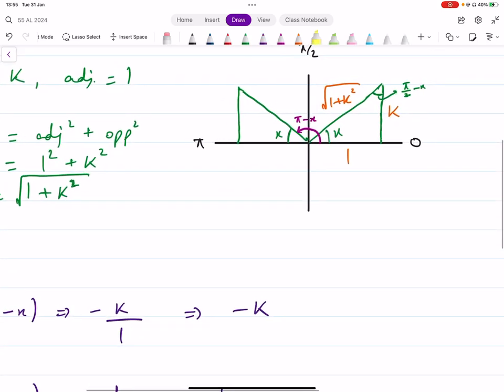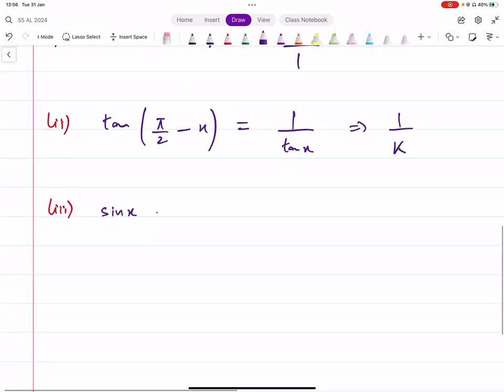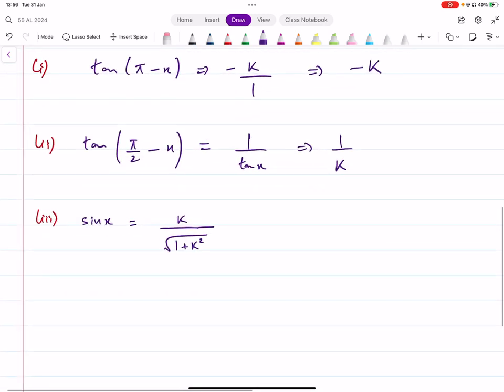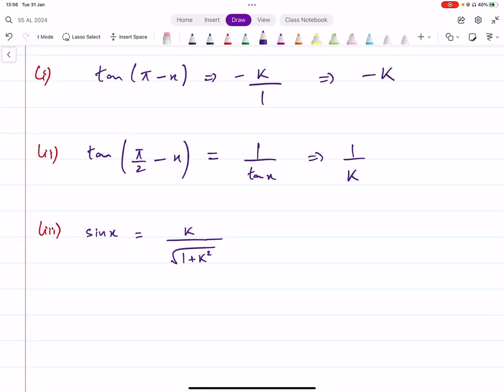Remember, these are the sides. This is hypotenuse. This is opposite, and this is adjacent. So opposite over the hypotenuse, that is going to be k over square root of 1 plus k square. That is sine of x. Make sense? Any issues with this? No?